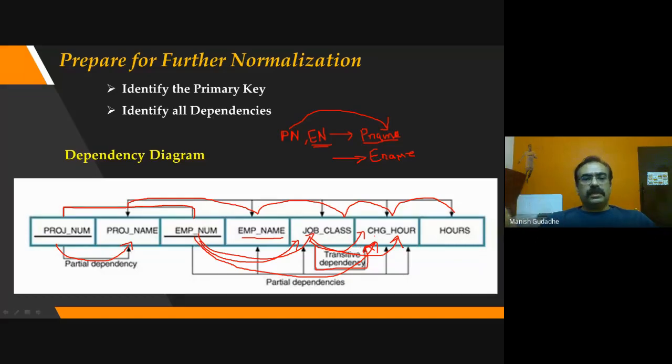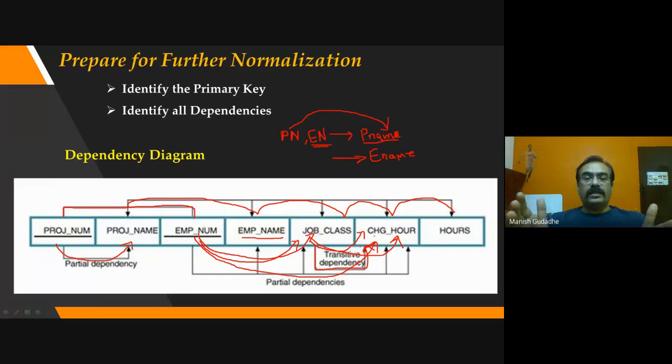Fine. So this is a dependency diagram. Now, depending on this dependency diagram, I have clearly understood that not all non-prime attributes are fully functionally dependent on the super key, but most of them are partially dependent on this super key. Then what is the best way to handle this?